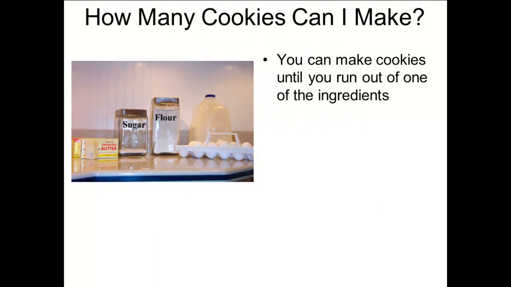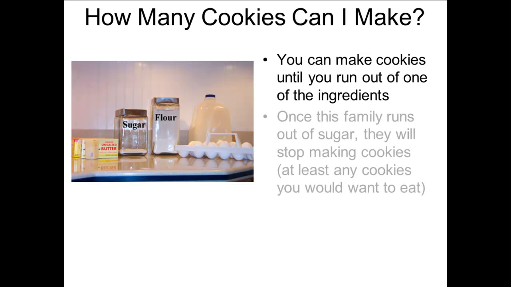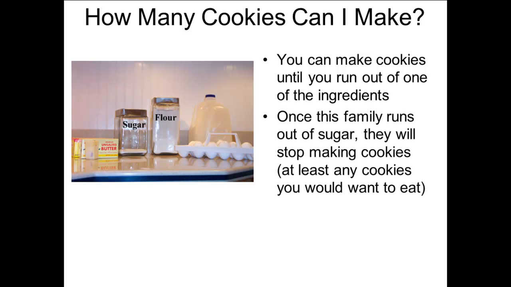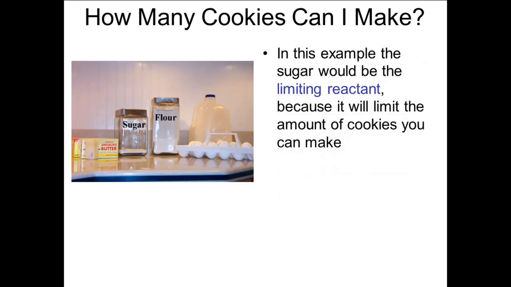Limiting reactants. If I'm making cookies, I can only make cookies until I run out of one of the ingredients. Once we run out of sugar, we'll be unable to make any more cookies. In this case, the sugar would be the limiting reactant because it limits how many cookies you can make.